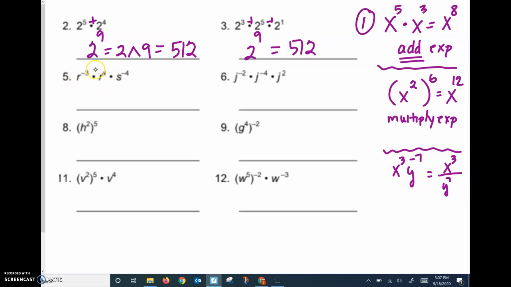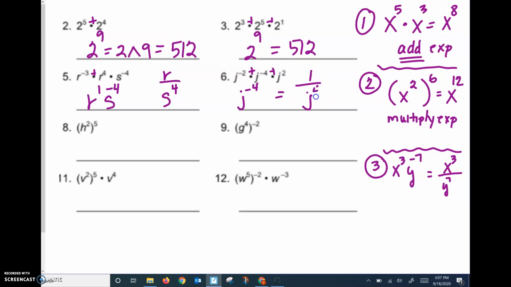All right, in number 5, it looks like we have an r and an r, so I'm going to add these two together. So negative 3 plus 4 is r to the first, and then we have s to the negative fourth. So it at first looked like example number 1 that I talked about, and now it looks like example number 3. We have a positive exponent and a negative exponent. So I'm going to leave the r on top, and I'm going to put s to the fourth on the bottom. All right, number 6, those are all j's. So negative 2 plus negative 4 is a negative 6, and negative 6 plus 2 is going to give me j to the negative fourth. And we can't have a negative exponent, so I'm going to write it 1 over j to the fourth power.